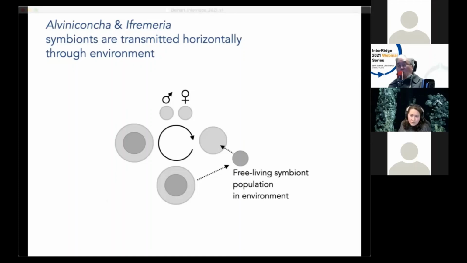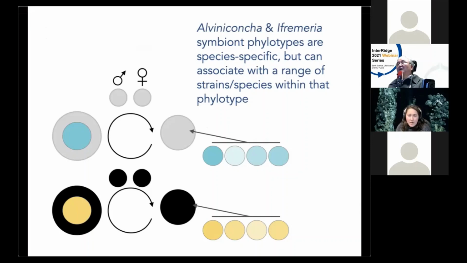What we also found is that Alviniconcha and Ifremeria symbiont phylotypes are species specific, but these snail species can associate with a range of strains or sometimes species within that phylotype. So they do seem to be specific, where they have their own particular symbiont, but they have some flexibility, often at the strain level, sometimes at the species level, in that particular phylotype.